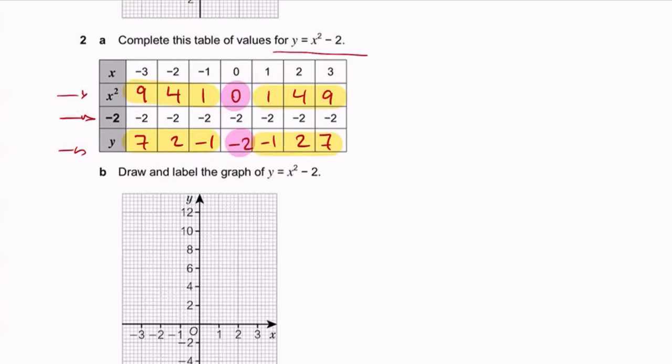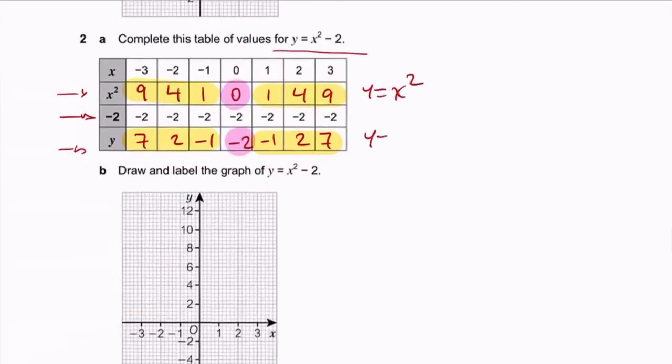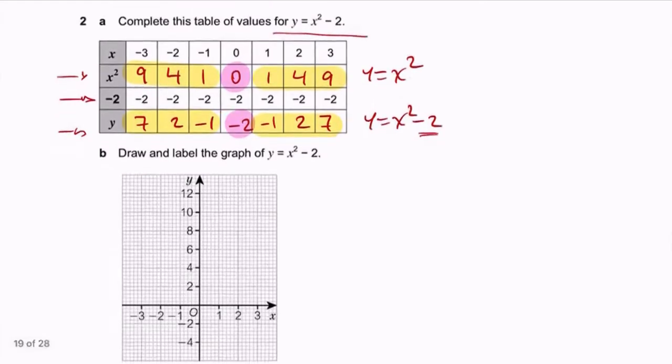What I can notice from this is that if y equals x squared, and here y equals x squared minus 2, the results are shifted by negative 2. So if I want to draw the graph of x squared minus 2, let us draw this. When x is negative 3, y is 7, so here is negative 3 and here is 7. Negative 2 and 2, negative 2 and 2 here.